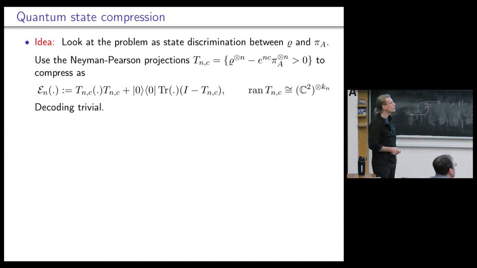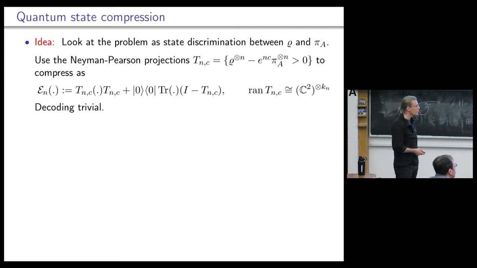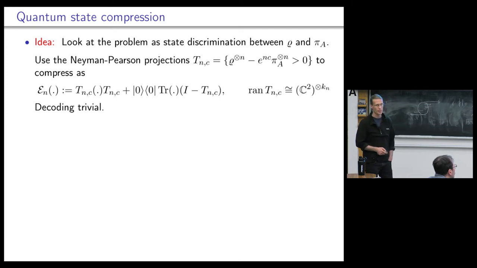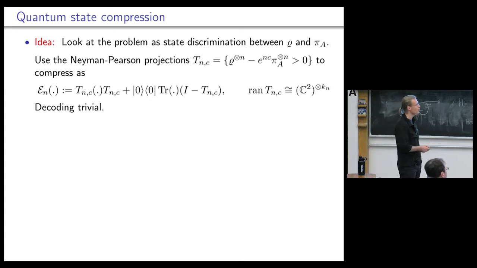And to solve them, we are going to use ideas from the previous part of the talk. There we were considering state discrimination, and it turns out that it is very useful to look at state compression as an application of state discrimination. Namely, we consider the problem of state discrimination between the state rho and the completely mixed state on the same system. Okay. Then we can run this whole machinery of state discrimination, and we can come up with these Neyman-Pearson projections. And the reason this is good to consider is that, apart from normalization, the type 2 error probability here is nothing but the dimension of the system which we use for the storage of our state.